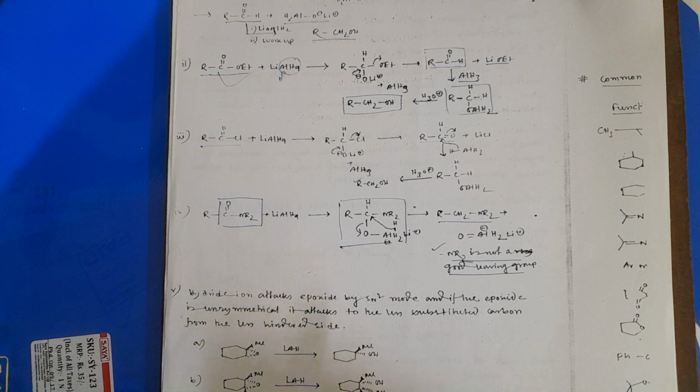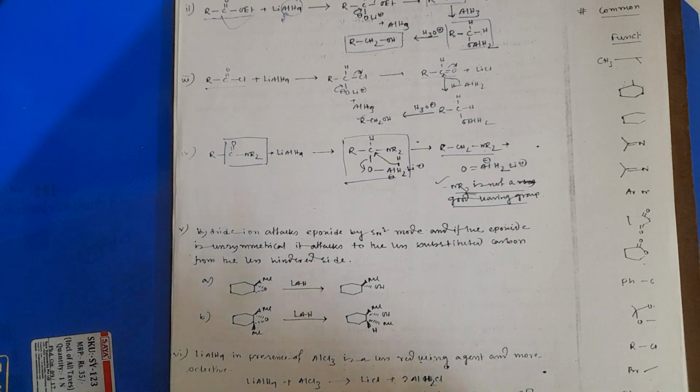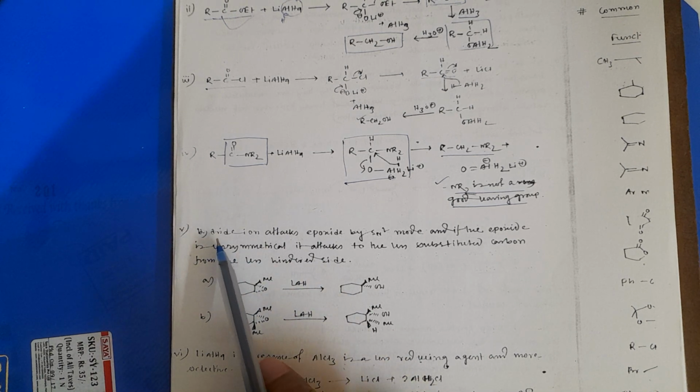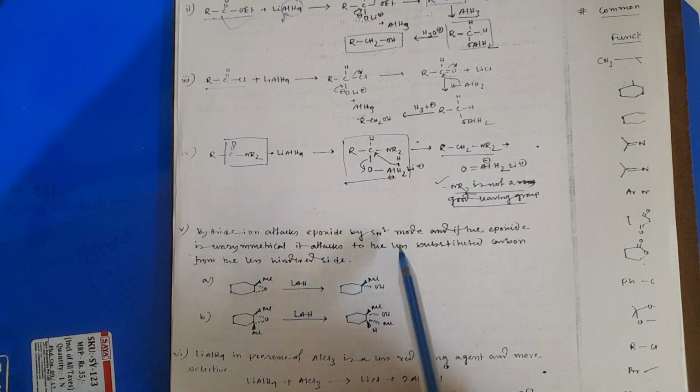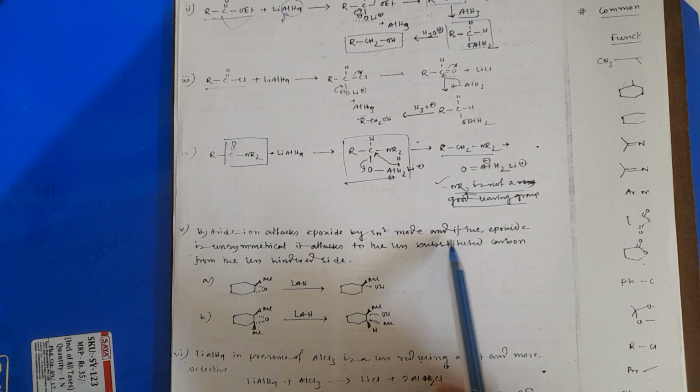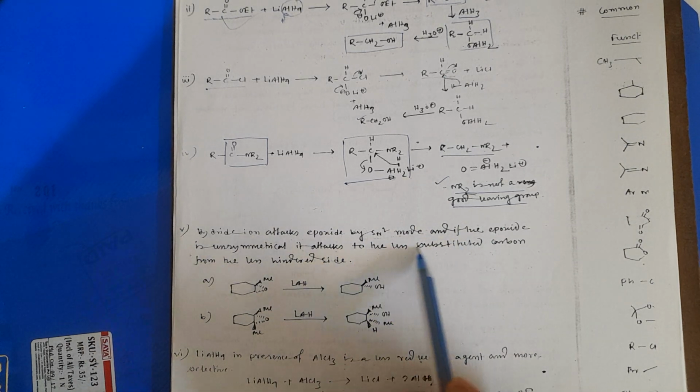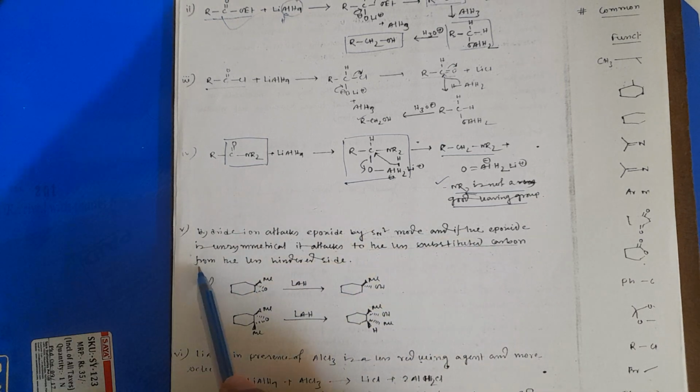So let us take some classic examples. Now if you take this kind of epoxide compound, okay, what happens if you treat this epoxide compound in presence of lithium aluminum hydride? What will be the product? I can say that the hydride ion attacks the epoxide by SN2 mode, and if the epoxide is unsymmetrical, it attacks the less substituted carbon from the less hindered side.